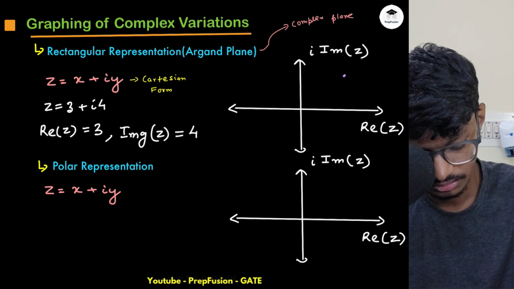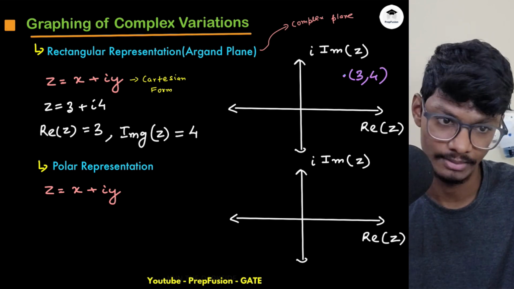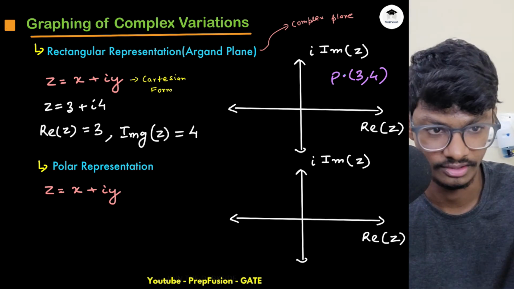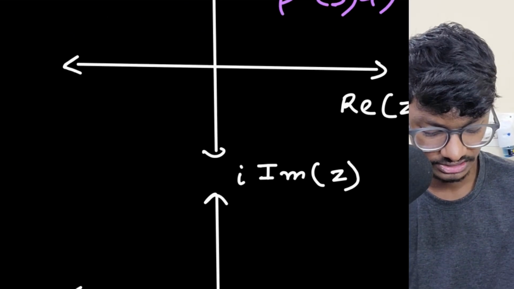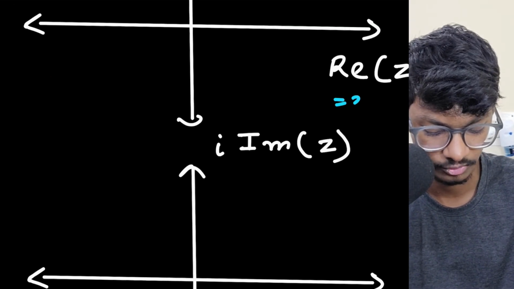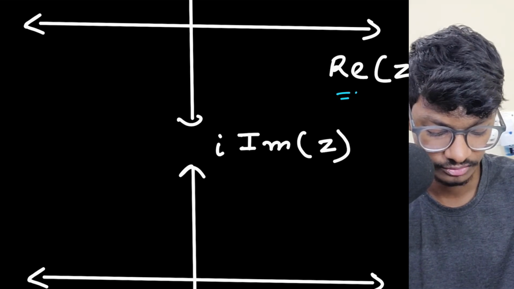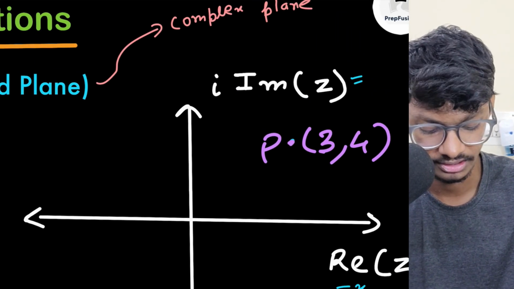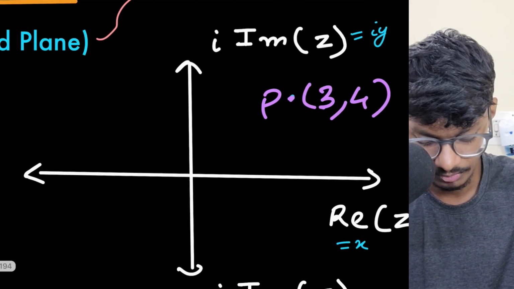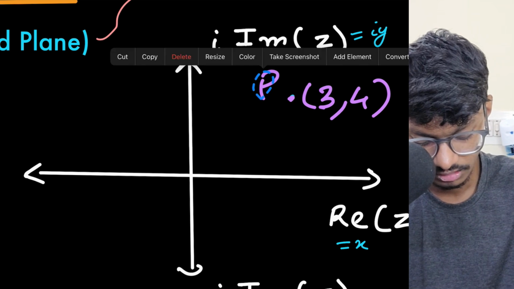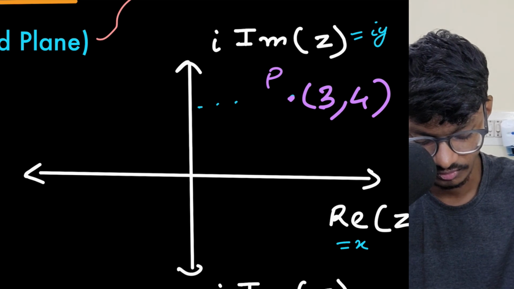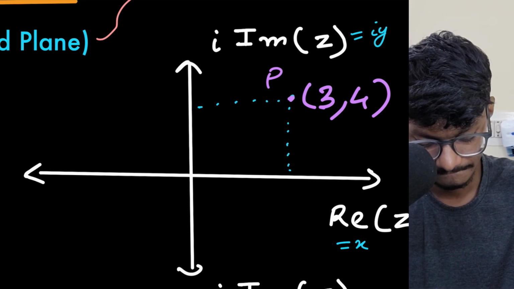And this point is basically (3, 4). It can be represented like this, or this P can be equal to 3 plus 4i as well. So this is how we represent this. Sometimes we write this as x. I'm just talking about representation. These are not that important because when you solve questions you will understand, it is automatically understood by you. This also sometimes is written as iy, and this is how we represent a point in the rectangular Argand plane. Rectangular plane or Argand plane, whichever you want to name, you can name that.